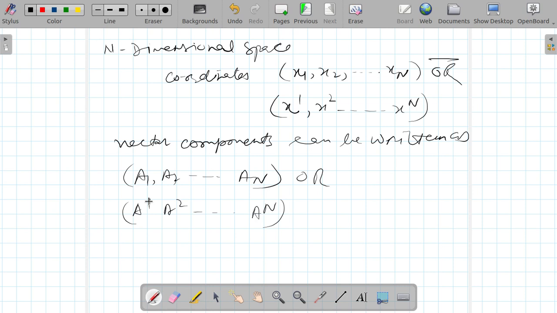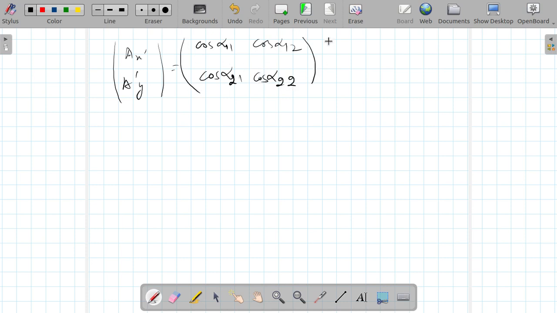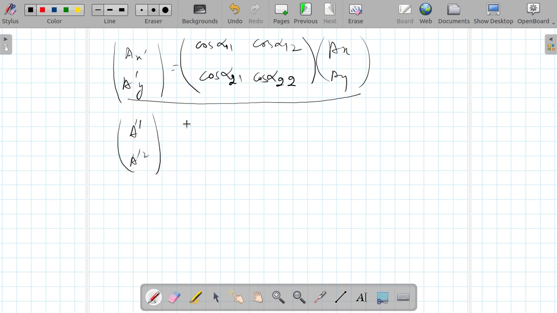Now in terms of these notations, the vectors can be expressed as this: Ax prime, Ay prime, can be written as cos alpha 1 1, cos alpha 1 2. This is also from earlier lectures. Into Ax and Ay, and in the new notation, this can be written as A1 prime, A2 prime, equal to cos of alpha 1 1, cos of alpha 1 2, cos of alpha 2 1, cos of alpha 2 2, times A1 and A2.